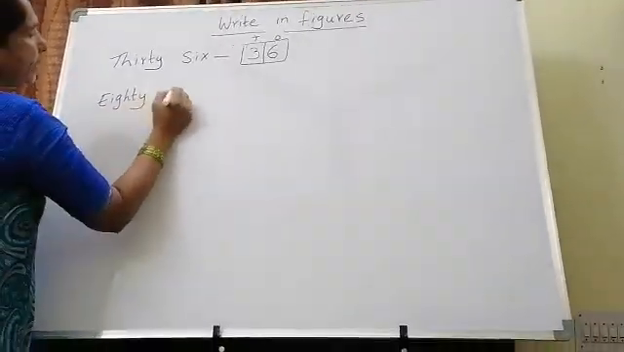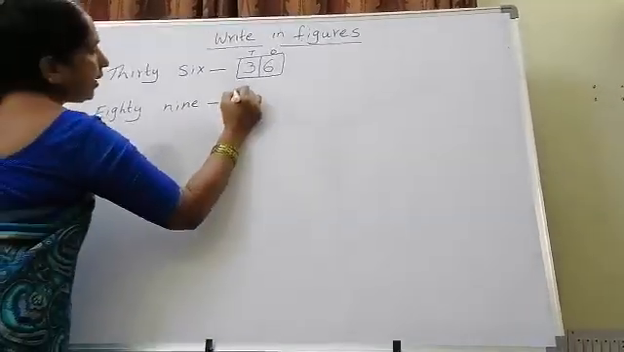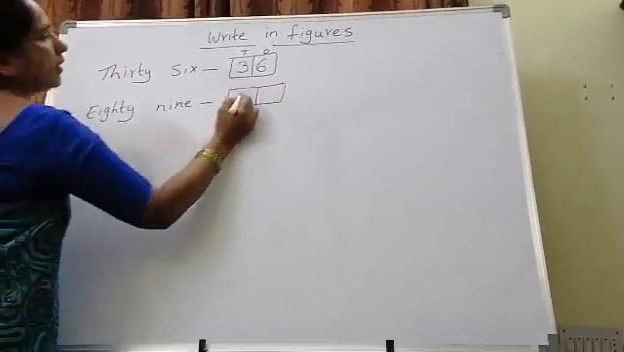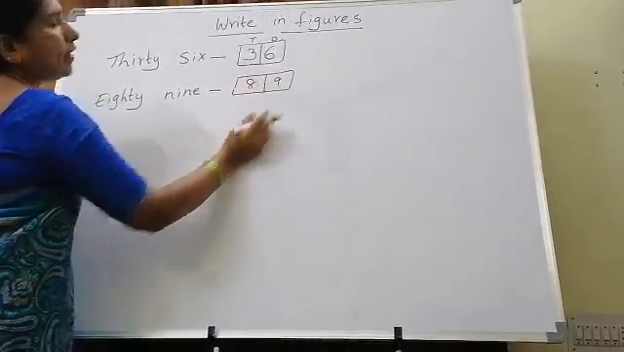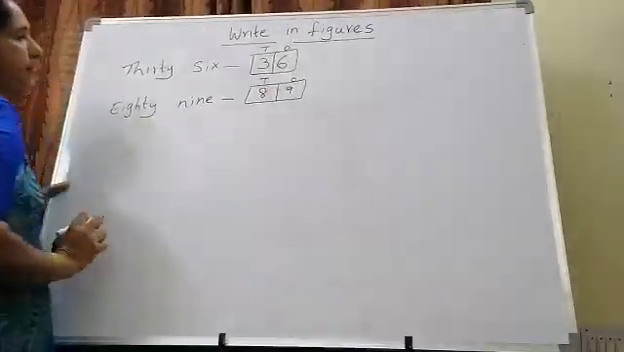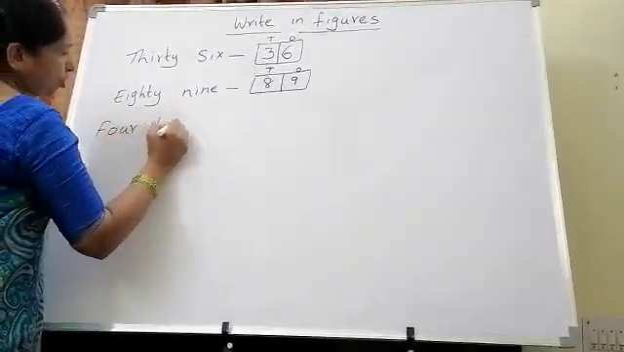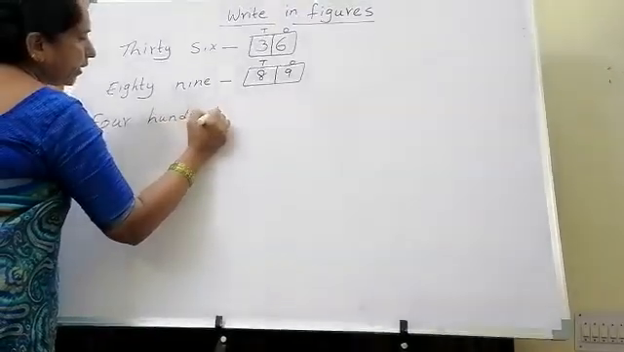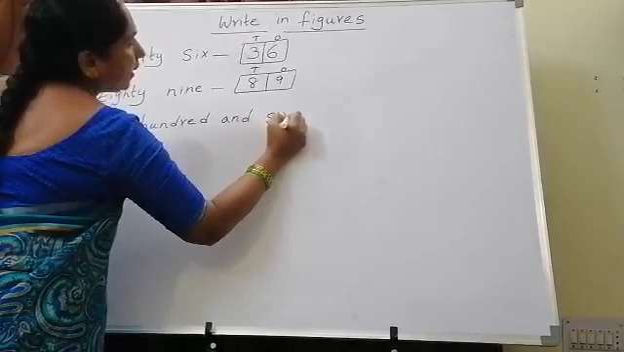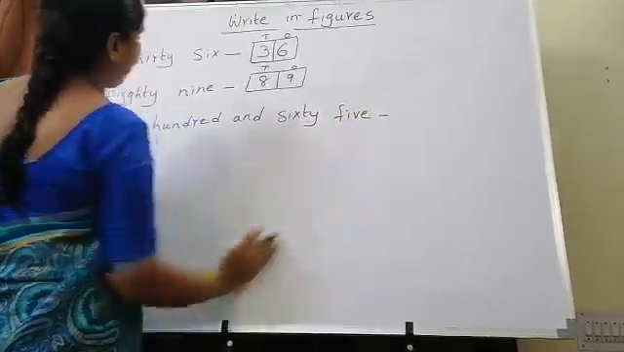EIGHTY, 80, NINE, 9, 89. 8 tens and 9 ones. 89. Again you can write the place values. See here, FOUR HUNDRED, 100. After 100, and SIXTY, 60, FIVE, 5.